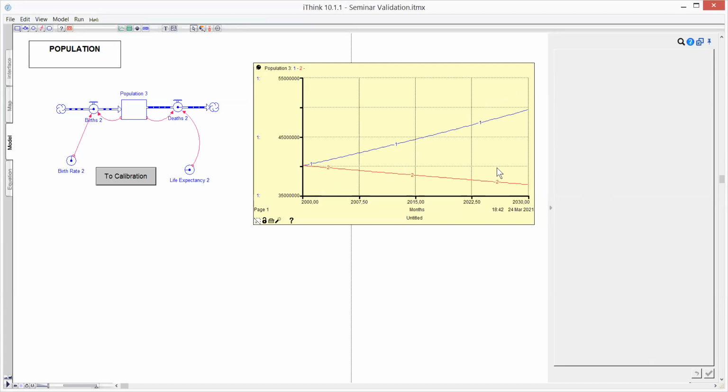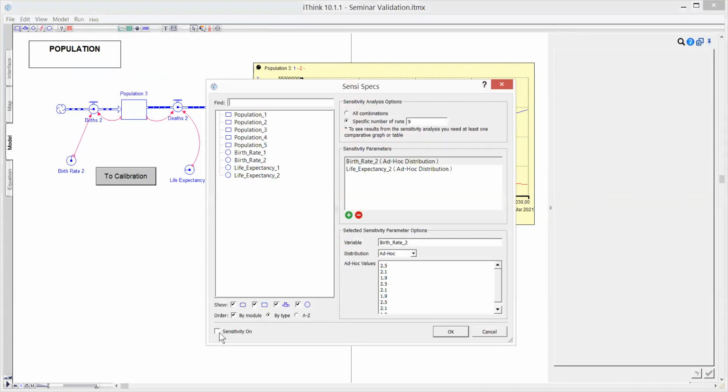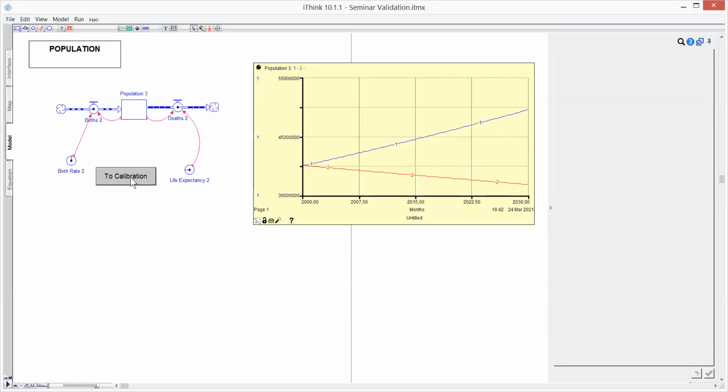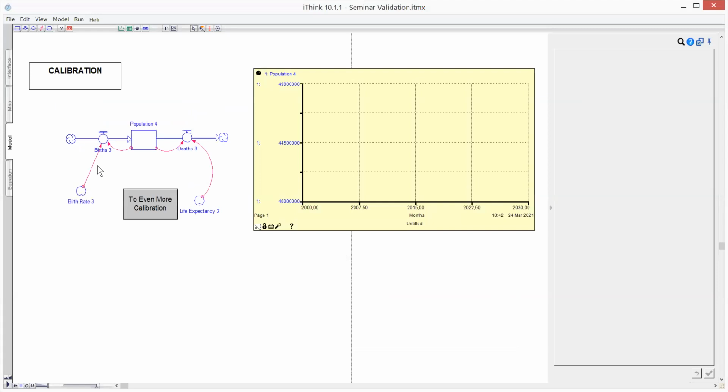But this model so far has been quite well established. Let me just check this one. This is the one. I'm just going to try something here. So let's try and see what happens if we switch on the sensitivity specs. Actually, I think that's what calibration does. Okay, that's what calibration does. What I've done here is I've set up a sensitivity table.